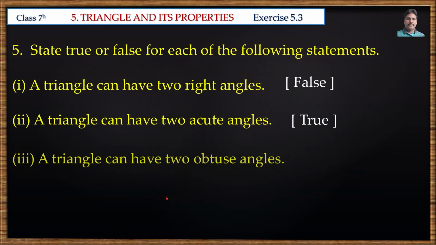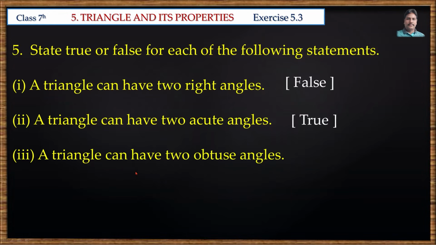Third statement, a triangle can have two obtuse angles. What is an obtuse angle? If an angle is greater than 90 degrees and less than 180 degrees, then it will be an obtuse angle. 90 కంటే ఎక్కువ ఉంటే దాన్ని obtuse angle అంటారు. This is a false statement.